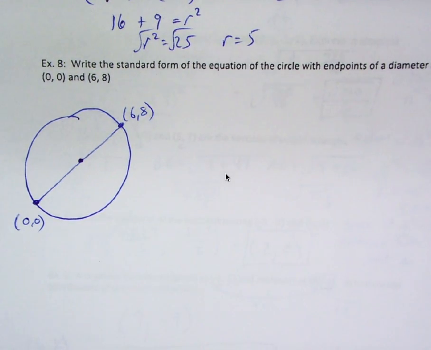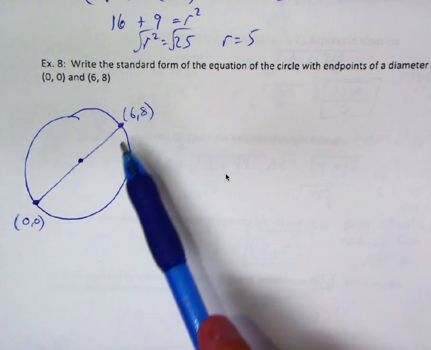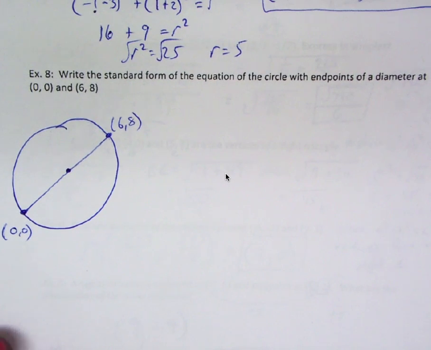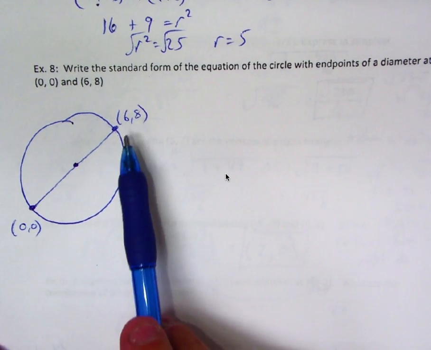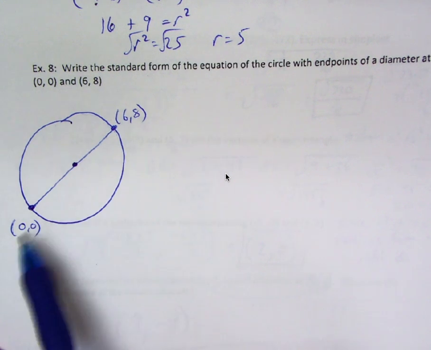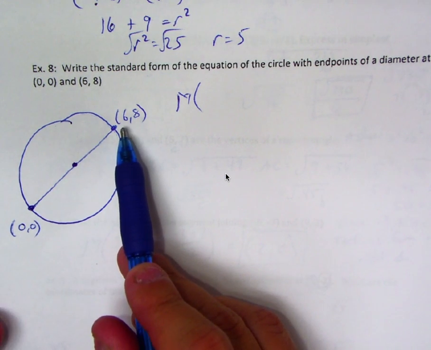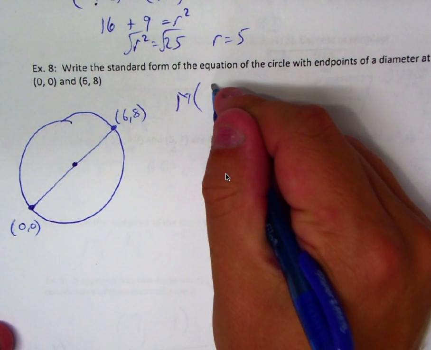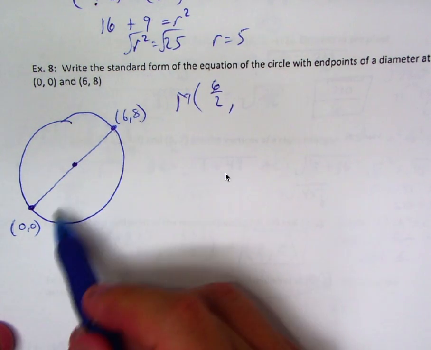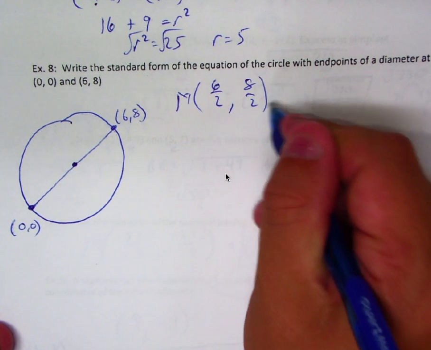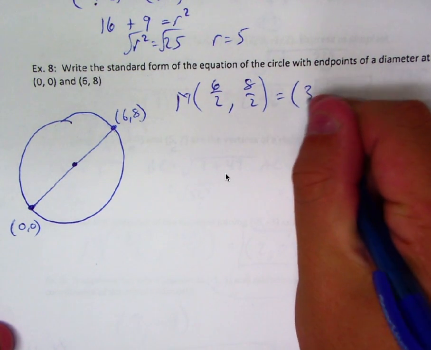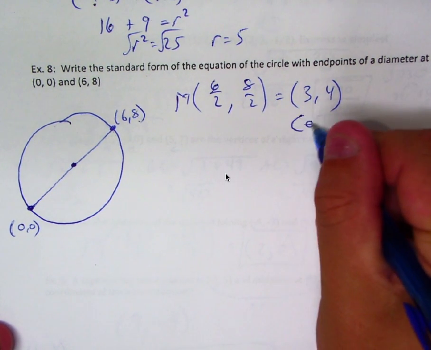How could we use that information to find the center of the circle? What in the world have we learned that would find the ordered pair for the center? We're looking for a point right in the middle of these 2 points. Well, that's where the midpoint formula comes into play. So the center of this circle is the midpoint of the diameter endpoints, right? So we're going to find the midpoint between these. So the midpoint formula, we're going to add the x's, divide by 2, comma, add the y's, divide by 2. So we get 3, comma, 4. That is the center of the circle.